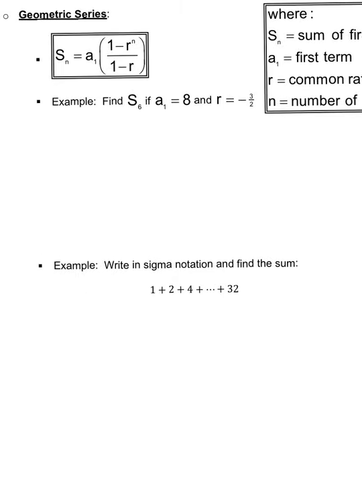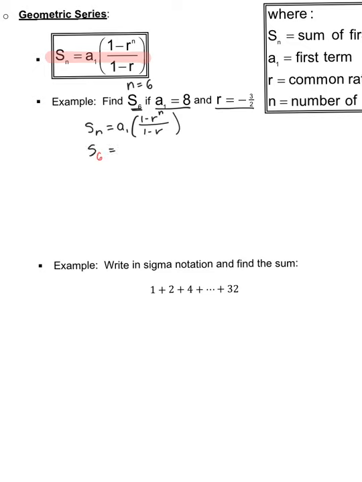So this is very similar to what we just did. It's just a different equation. So in the first example, we want to find S6 given A1 and given R. And then the equation that we're going to be using is this one up here. So I'm going to rewrite the equation. I'm going to replace A1 and R, and I'm looking for S6, which means that the value of n is 6.